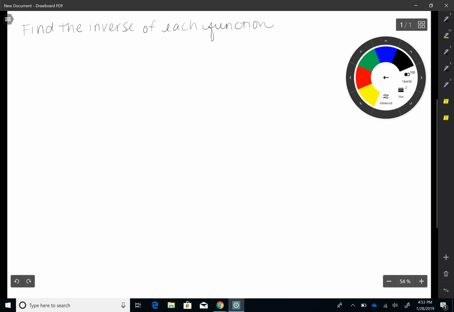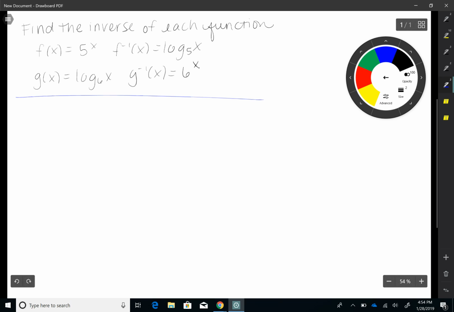Okay, just real quick, let's remind ourselves that if I have the function f of x equals 5 to the x, its inverse is f inverse of x equals log base 5 of x. So those are simple ones. Or if I had g of x equals log base 6 of x, its inverse is g inverse of x equals 6 to the x. Okay, so exponentials and logs are inverses of one another.